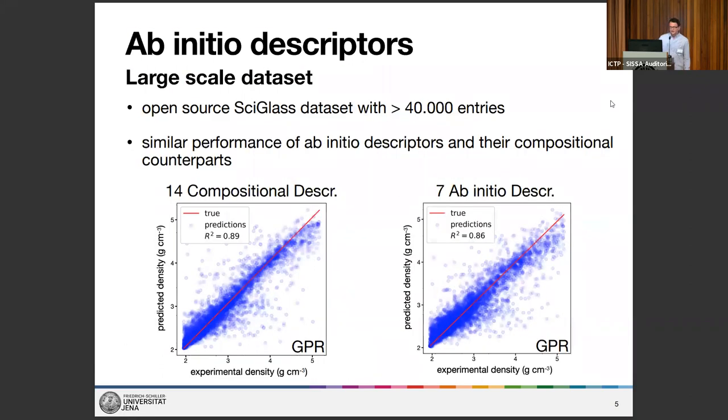What we did to verify the feasibility was to use a very common benchmark for glass science. It's the SciGlass data set. You might now say, well, we have a large scale data set, but the SciGlass data set is very dated. It had some corrupted information within it, and it's also not covering process parameters. But we could show that with this benchmark, we could achieve similar results with our ab initio descriptors as we have with the compositional descriptors.